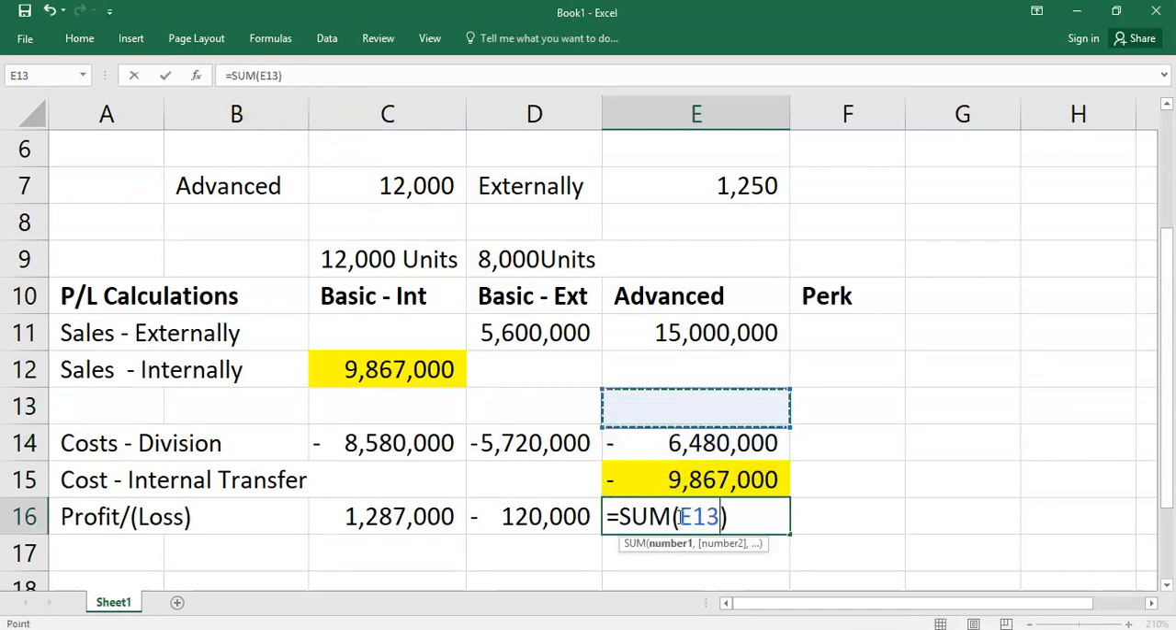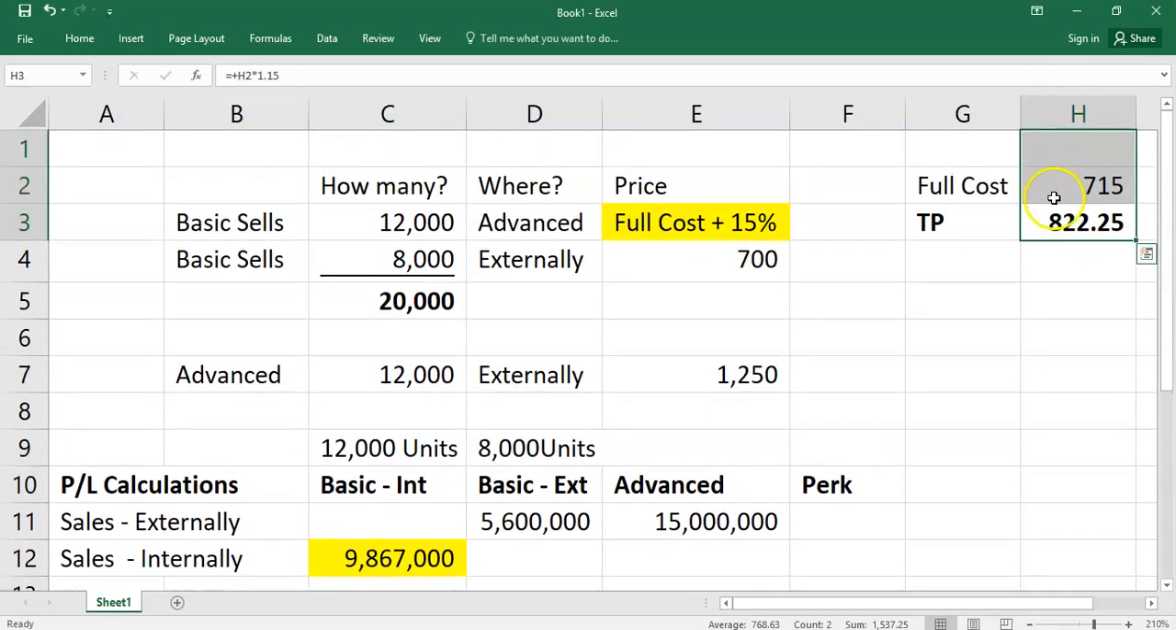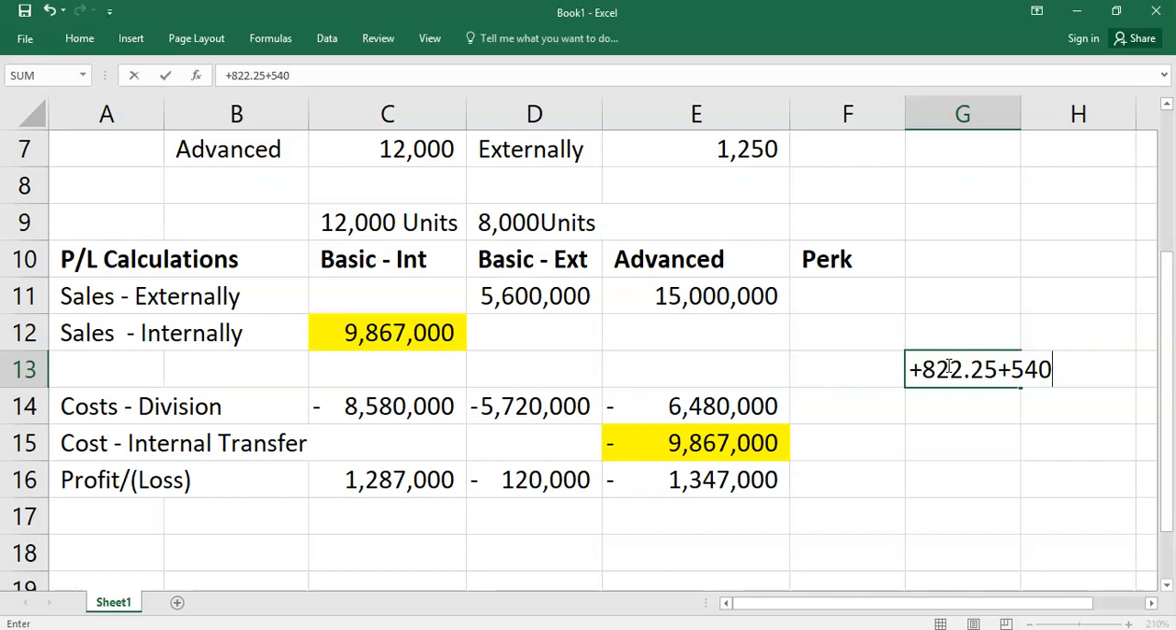So actually the profit or loss for Advanced is minus 1.3 million. They're actually losing a huge amount because when you think about it, they can only sell it for 1250. They have to buy it off Basic for 822 and they have to spend another 540 finishing it off to an Advanced level. So you're gone well over the 1250. 822.25 plus 540, their actual full cost per unit is about 1,300. So they're losing about €110 a unit. So it's very poor performance, but that's down to the transfer price.